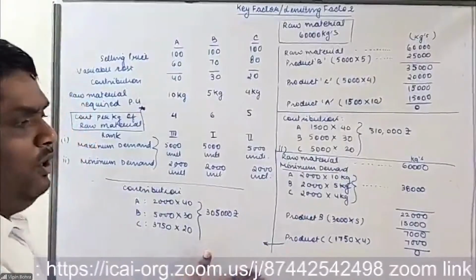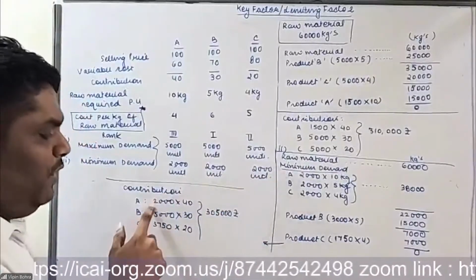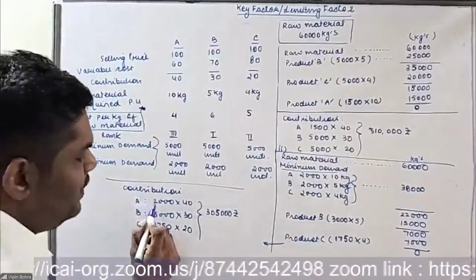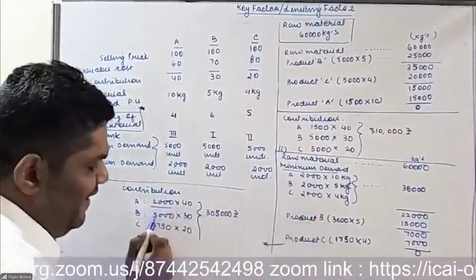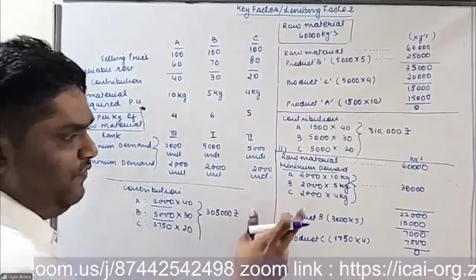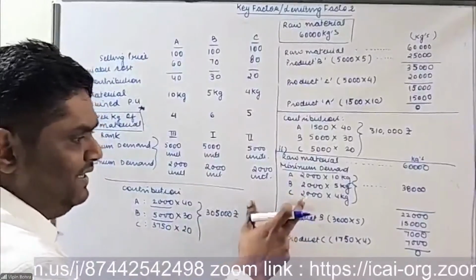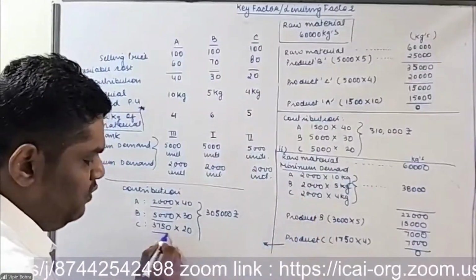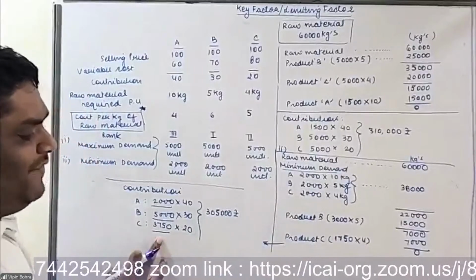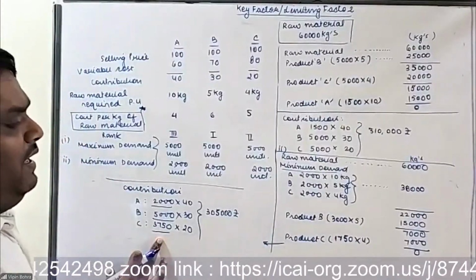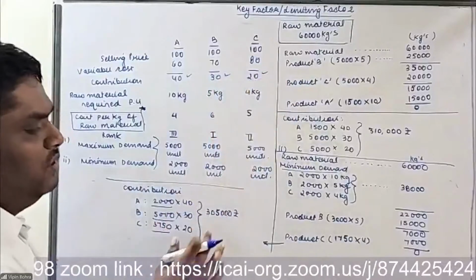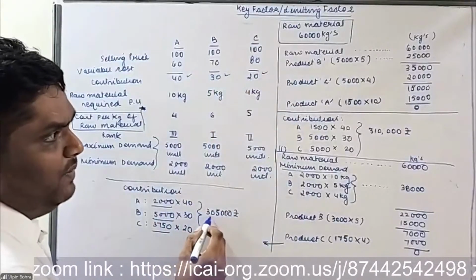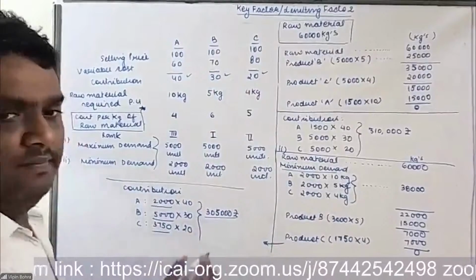Now, very important point. In total for product A, 2000 units were manufactured. For product B, 2000 plus 3000, 5000 units were manufactured. And for product C, 2000 plus 1750, 3750 units were manufactured. And the contribution per unit is 40, 30, and 20. So if we calculate the total, I think it will be 3,05,000.